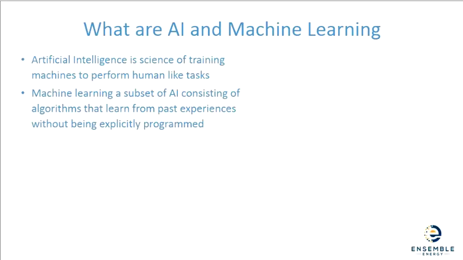Machine learning is a subset of AI, and it consists of algorithms that can learn from past experiences without being explicitly programmed to do so. Machine learning requires 3 discrete elements. First of all, it requires learning algorithms. These have been around since the 70s.